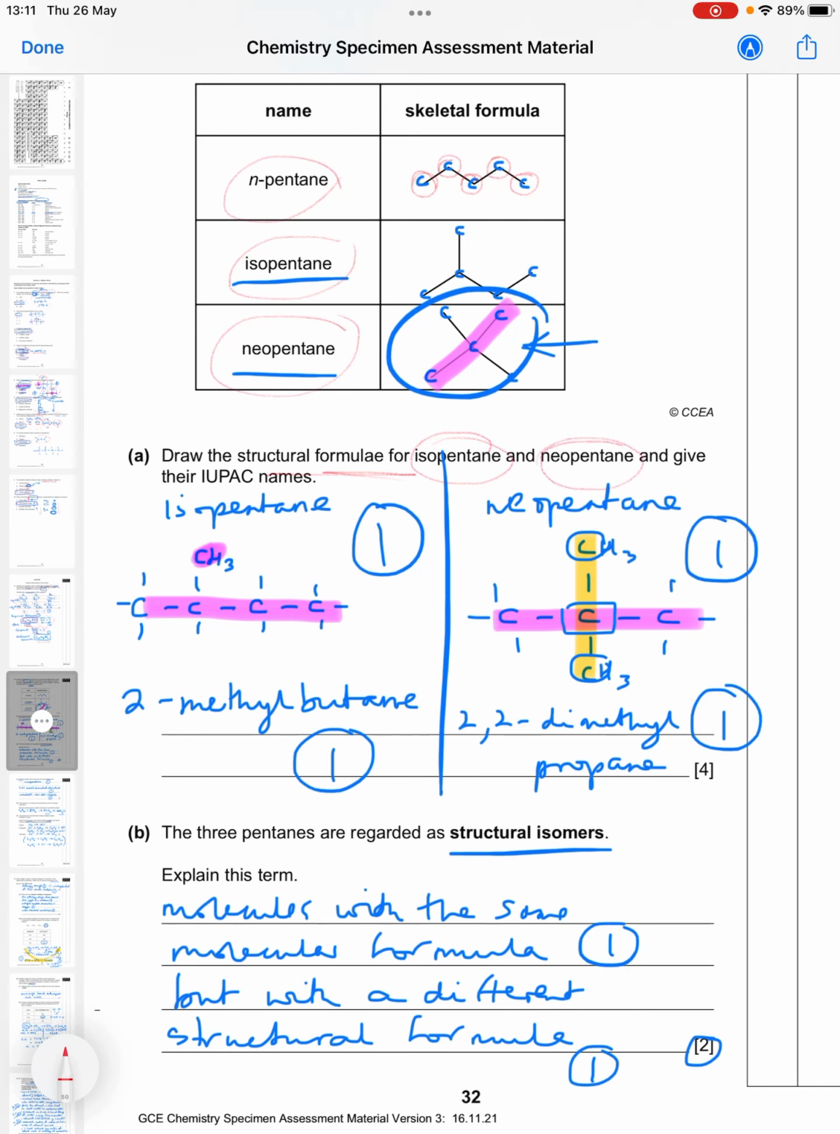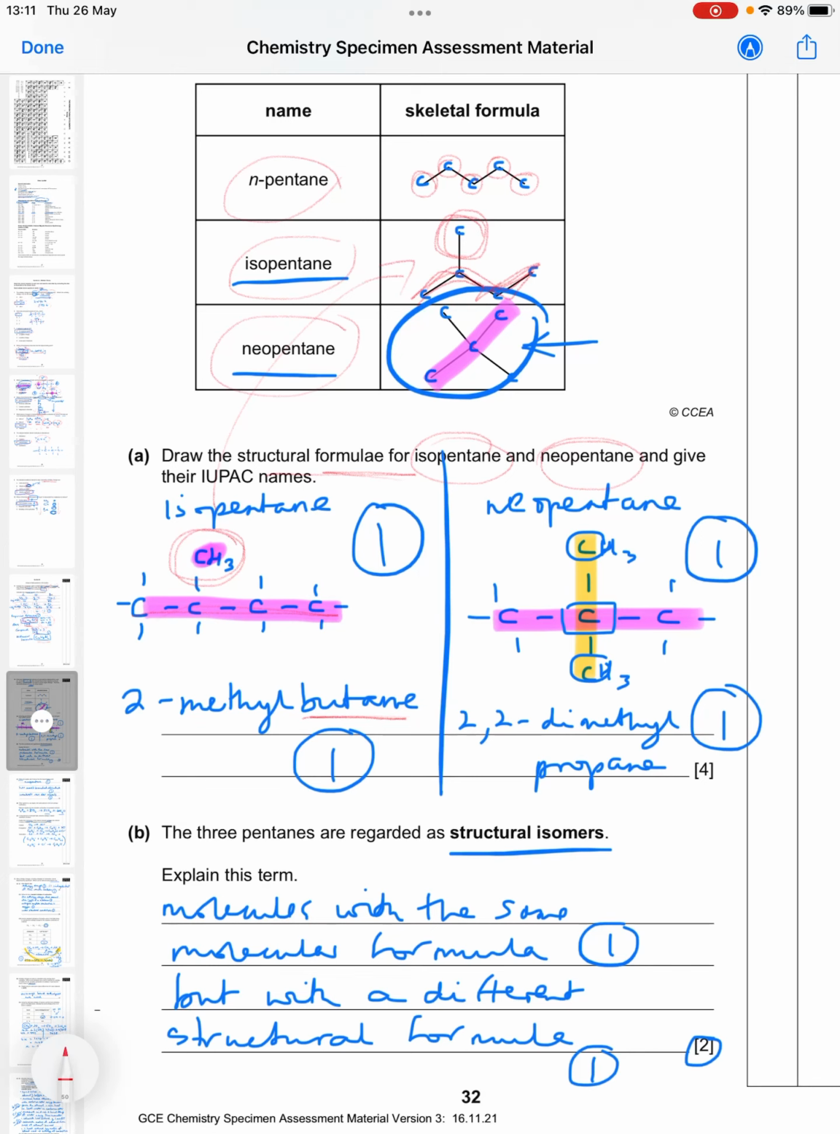So isopentane is this one, and I've just done the straight chain of carbons, which is this chain here, and you see then that there's a methyl group attached to it, and it's here. So when I name it, then the longest chain is 4 carbons, so that's a butane, and on the second carbon it has a methyl group, so it's 2-methylbutane.